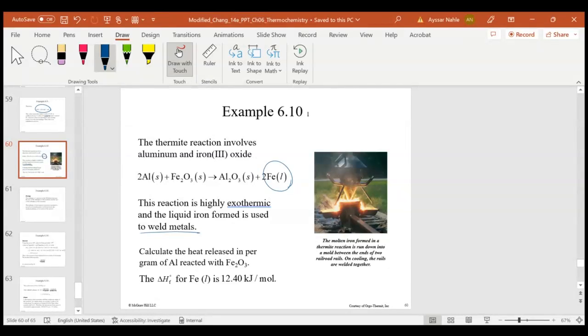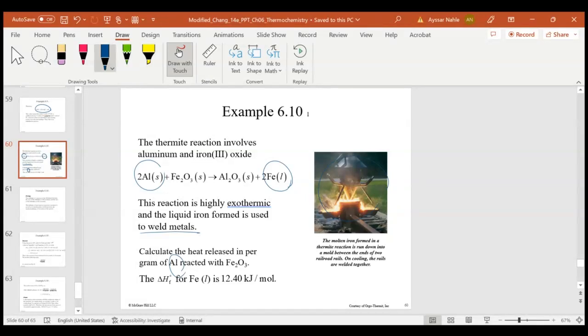Now, once you have this reaction, if you have 2 metals, iron, and you want to weld them together, then you can use this reaction because it gives a lot of energy. And usually they use this one with the railway train. You know, the rail of the train, if it got cut somewhere, they do it using this system. Now, calculate the heat released per gram of aluminum, meaning how much heat per gram of aluminum reacted.